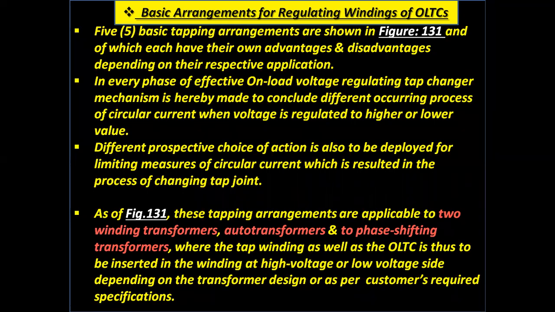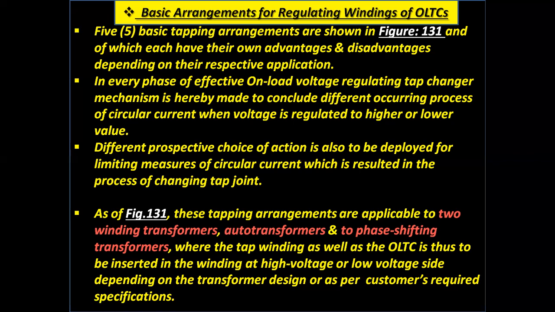In every phase of an effective on-load voltage regulating tap changer mechanism, the different processes of circulating current occurring when voltage is regulated to higher or lower values are to be concluded. Different prospective choices of action are also to be deployed for limiting the circulating current which results in the process of changing the tap point.